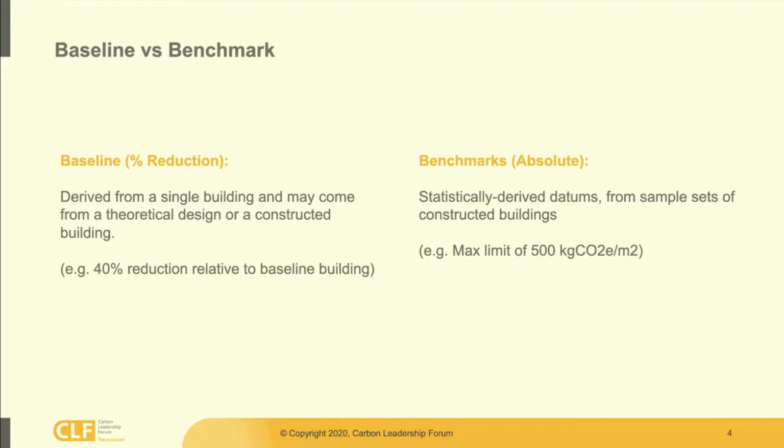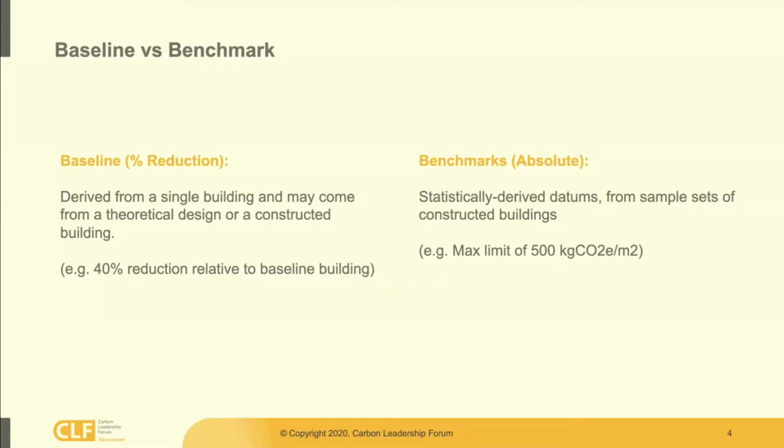Oftentimes these baselines are what we use to define a certain percentage reduction target, to define how much reduction in embodied carbon we achieved. It's relative to a baseline building. That's the approach that, for example, LEED through the Material Resource Credit One uses, or the International Living Future Institute uses. Also the CaGBC Zero Carbon Building Standard. So that's the baseline approach, where you have one building.